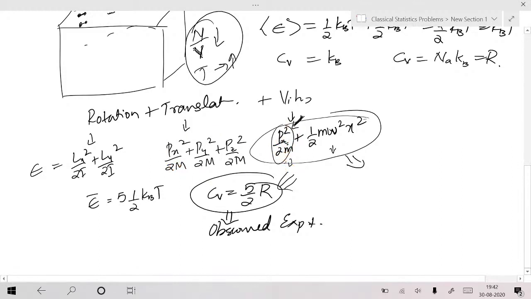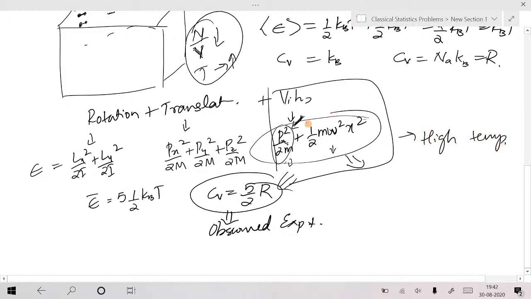So this vibrational motion is included at very high temperature, not at room temperature. At ordinary room temperature you can neglect this part. As I heard, at room temperature you can observe 5 by 2 R. When you go to very high temperature, you can observe, as you said, 7 by 2 R. Is that okay?